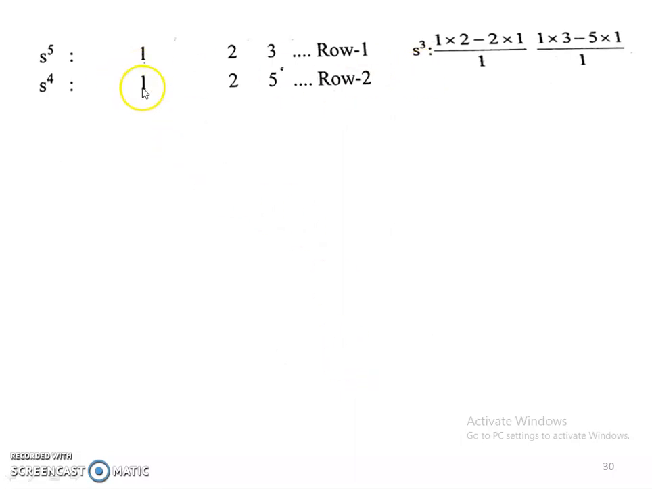s cube is nothing but 1 into 2 minus 1 into 2 divided by 1. So 2 minus 2 is nothing but 0. Then the second element of the third row is nothing but 1 into 3 minus 5 into 1 divided by 1. So we will be getting minus 2.